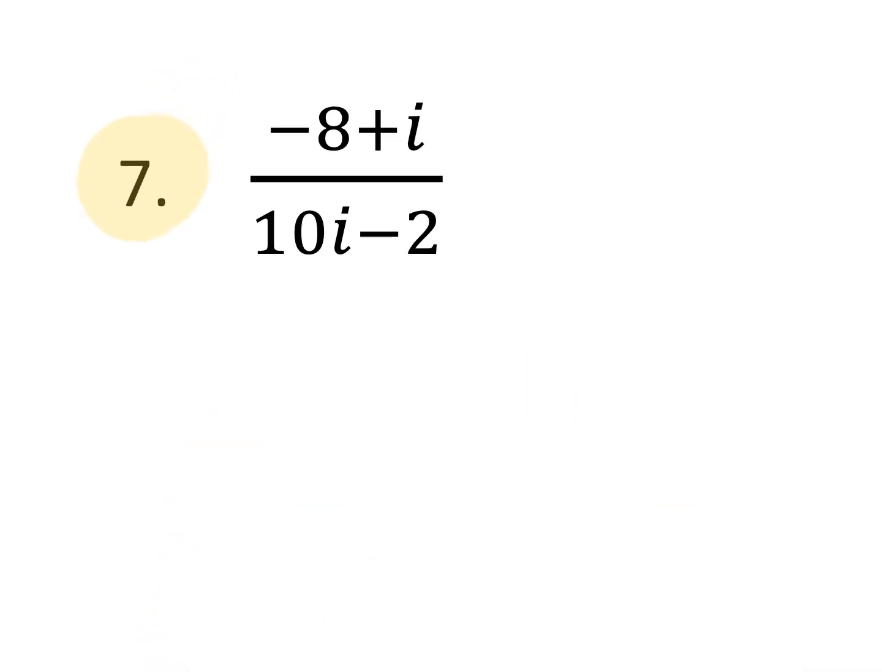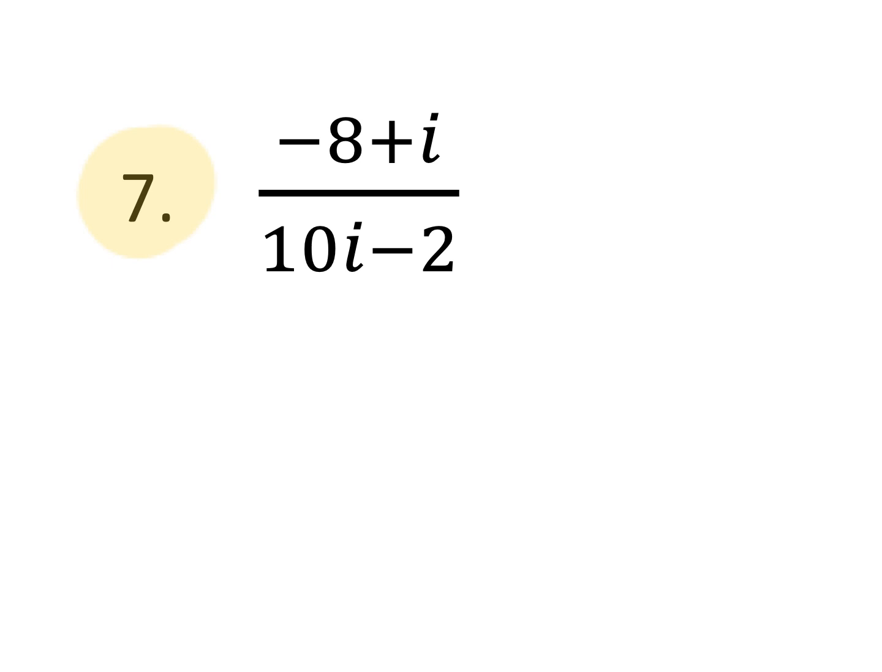All right, let's look at 7. When we're dividing, our goal is to get rid of the i's from the denominator. So what would we do here? You multiply by the opposite. It's called the conjugate. We multiply by the conjugate of the denominator. What would our conjugate of the denominator be?